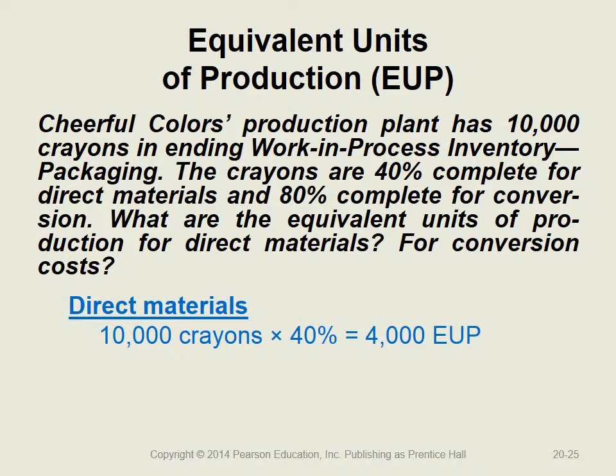At the end of the accounting period, Cheerful Colors has 10,000 crayons remaining in the packaging department. These crayons are partially completed. Each of the 10,000 crayons has the paper wrapper attached, but they are not yet packaged in the box. Both the paper wrapper and the box are considered direct materials for the packaging department. If the cost of the wrappers is 40% of the total cost of direct materials in this process, then the crayons are 40% complete. To calculate equivalent units of production, we take the actual number of crayons and multiply it by the percentage that has been completed for materials. So 10,000 crayons multiplied by 40% is the equivalent of 4,000 crayons with 100% of the materials.